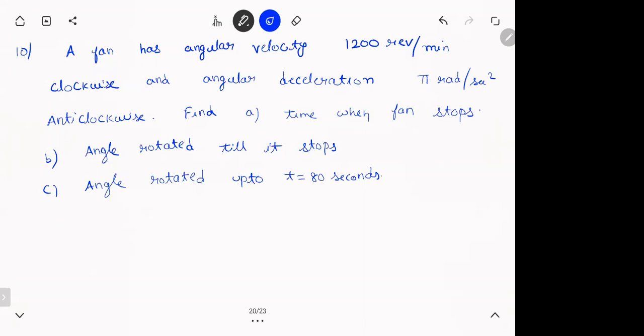Done. First thing, convert everything into radians per second. So what is omega? 1200 revolutions per minute. What is one revolution? 2 pi radians. A minute is 60. So 1200 times 2 pi by 60 is 40 pi.